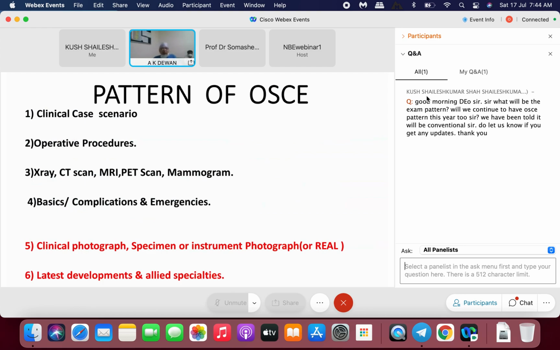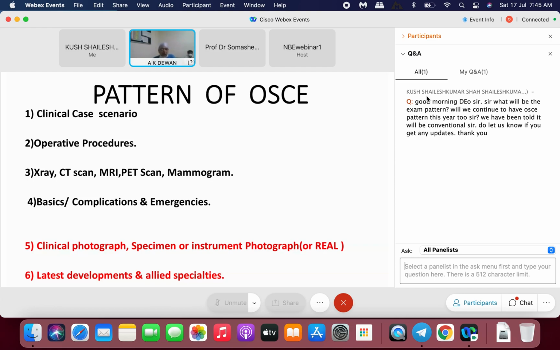What is the pattern of this OSCE? Most of the time, this is what you will get. Clinical cases, case scenarios. Maybe you get some operative procedure. You are shown a video. You may be shown a mammogram or a barium swallow, a CT scan of chest, abdomen, pelvis, any place, an MRI of maybe head and neck or some other area, a PET scan film with a clinical scenario.